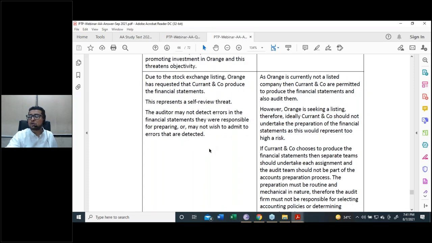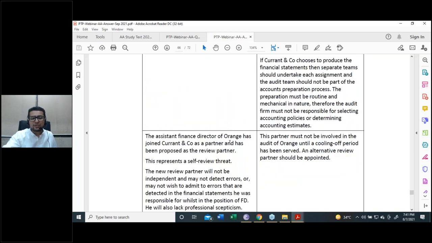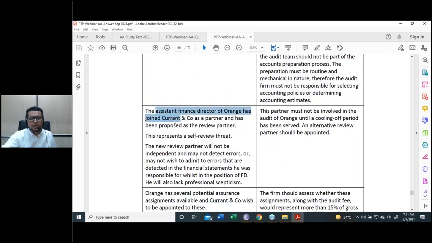Yes, if that individual was involved in preparing the financial statements, there is a likely case that he will be in a situation which is called self review. So that will create self review. The assistant finance director of Orange Company has joined. This creates a self review threat. The new review partner will not be independent. He might not be able to identify his mistakes, or he may not wish to identify his mistakes. So that individual needs to serve a cooling off period, and an alternative person should be involved. Is this clear to everyone?